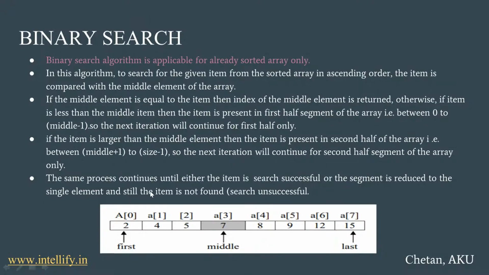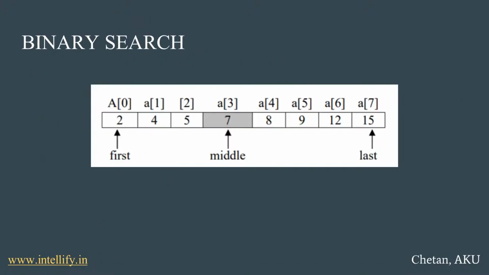The same process continues until either the item is searched successfully or the segment is reduced to a single element and still the item is not found. That means the search is unsuccessful. That means we won't get our element in this array. Our element is not present in this array. So move to the next slide.